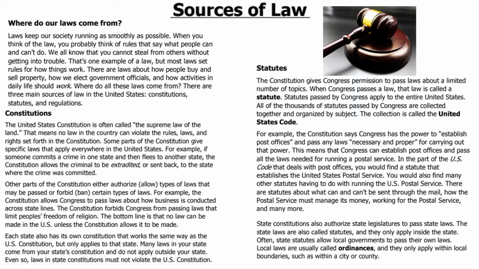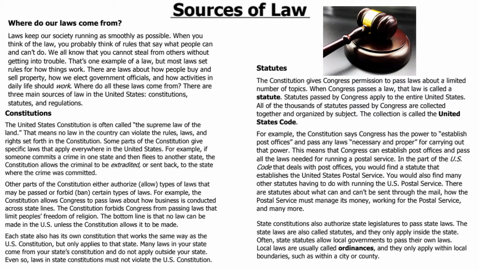Statutes. The Constitution gives Congress permission to pass laws about a limited number of topics. When Congress passes a law, that law is called a statute. Statutes passed by Congress apply to the entire United States. All of the thousands of statutes passed by Congress are collected together and organized by subject. The collection is called the United States Code.